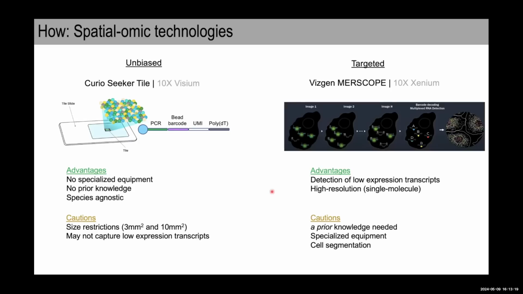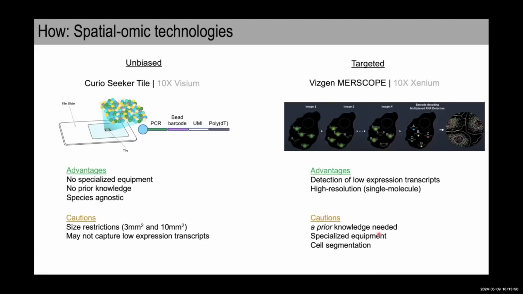Oppositely, with an imaging-based platform, this does have several advantages as well, such as the detection of low expression transcripts, so we can target individual transcripts, and it's also high resolution. So the output is going to be these spots, which is going to be indicative of an individual mRNA molecule. But there are also several cautions. We must know what targets we want to look at. So having single cell data that has already been generated would be very beneficial.